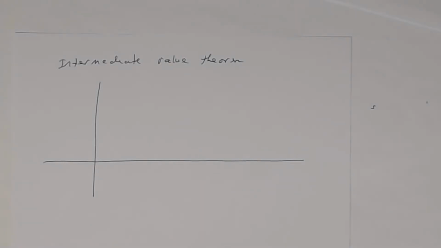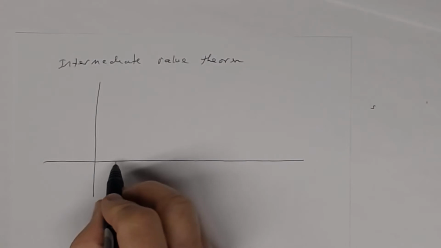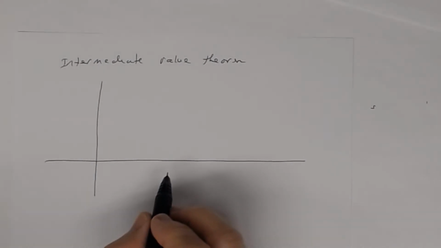This lesson discusses the intermediate value theorem. Now remember, we are talking about polynomial functions here, so as we talk about the intermediate value theorem, remember that these functions are polynomial functions. So the intermediate value theorem says something to this effect.